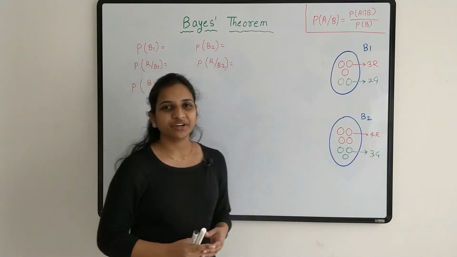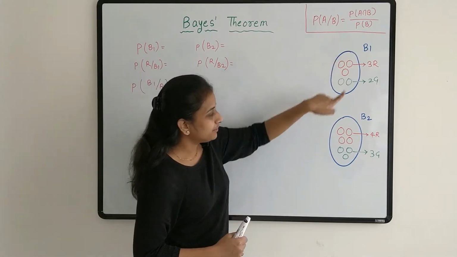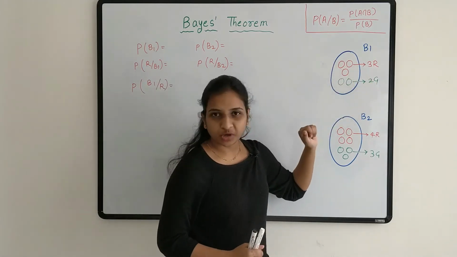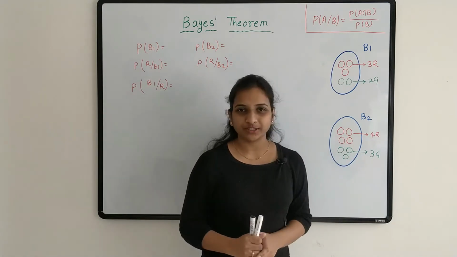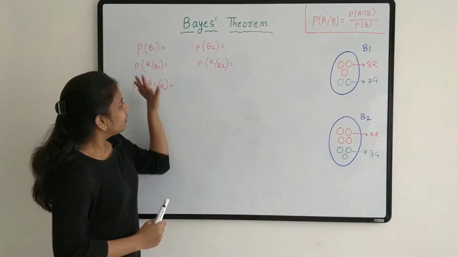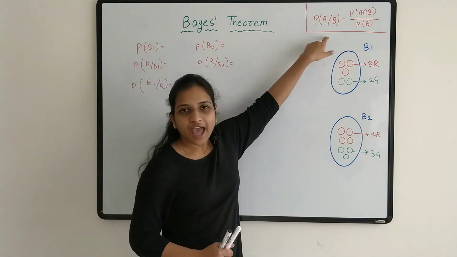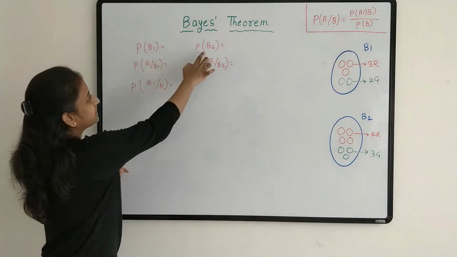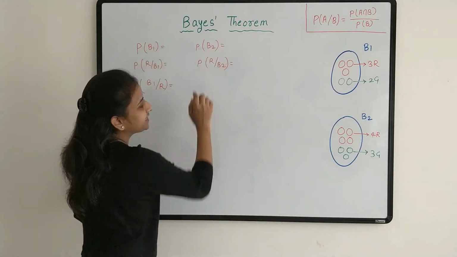Here I am taking one example. Consider that there are two bags, bag 1 and bag 2. Bag 1 contains 3 red balls and 2 green balls, and bag 2 contains 4 red balls and 3 green balls. Then let's find these probabilities. Here in this corner I have written the conditional probability formula. Now let's see the probability of selecting bag 1 and the probability of selecting bag 2.